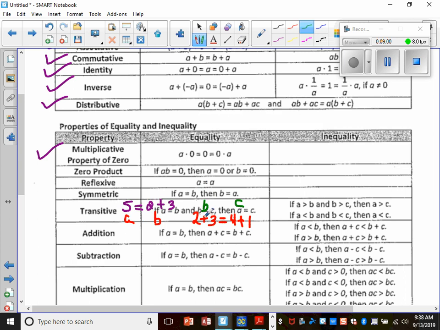So who can come up with the final conclusion there? Here's my A, here's my C. Who can tell me what is the final conclusion? Yes, Alia. I know, but give me some numbers because we're putting numbers this time. So 5 would have to equal what? 4 plus 1. That's the way it works. So go ahead and write that last statement. That means 5 equals 4 plus 1. So you'll see that, and that's called the transitive property.